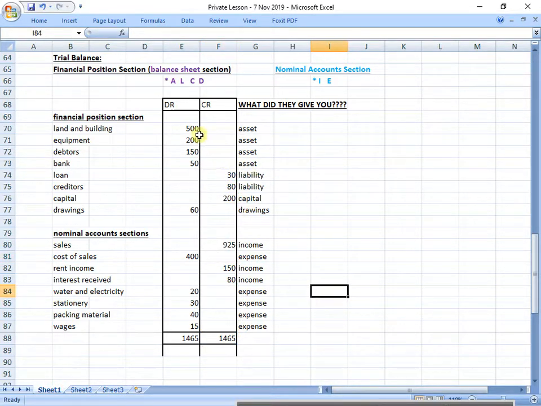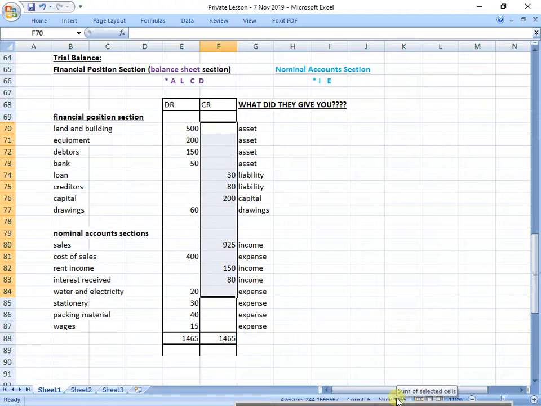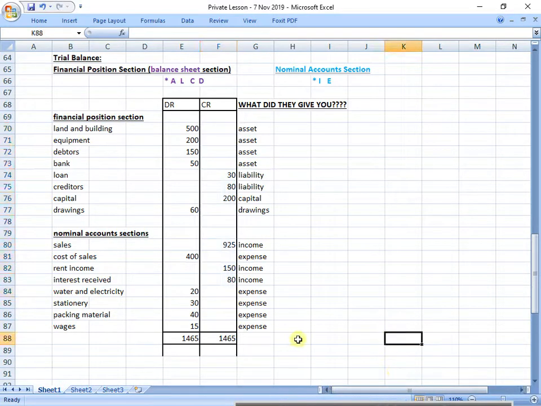So you can check it. If you add up all of this, I don't know if you can see it here at the bottom. There, 1465. If I add up all of this, the sum is 1465. So this adds up to 1465. This adds up to 1465. Okay, that's a trial balance. Everything needs to add up.